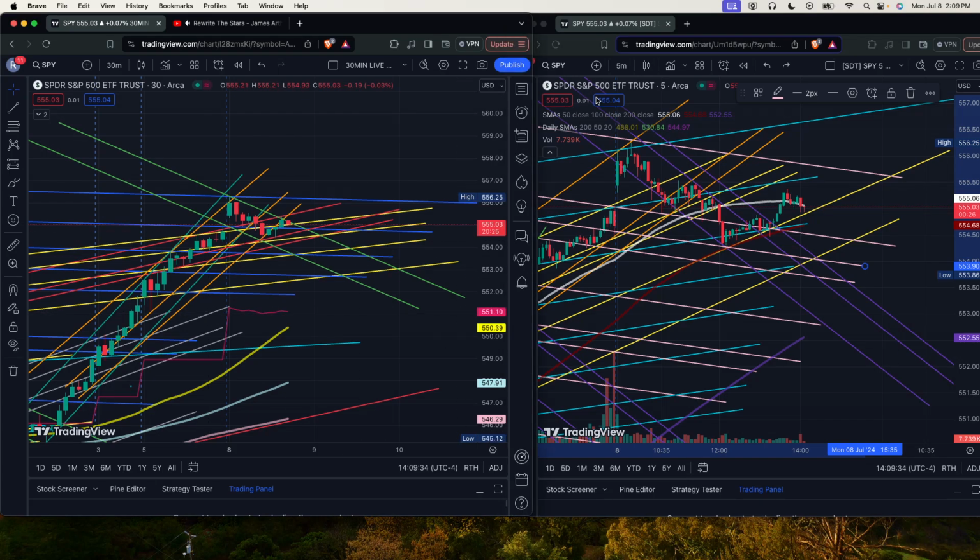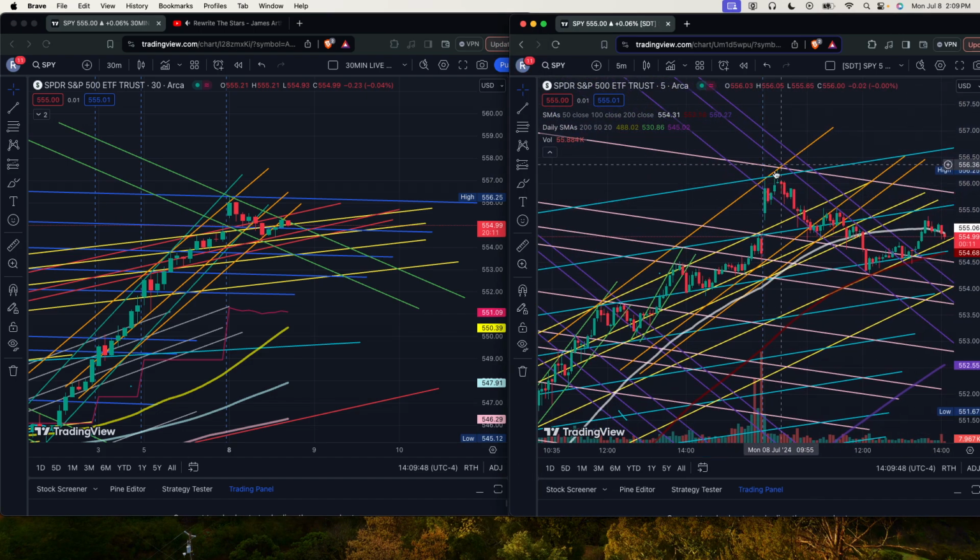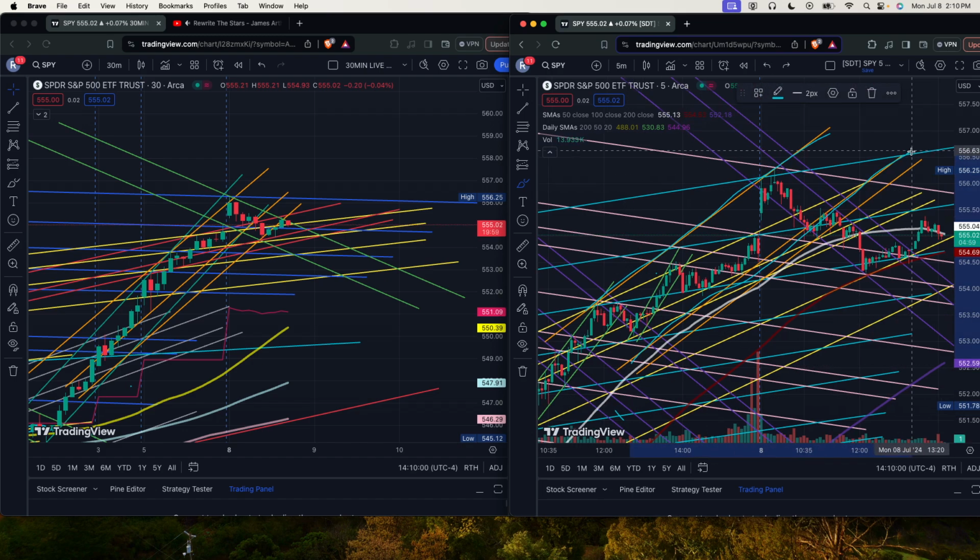I am closing out today because of the lack of continuation structure, as well as I have a meeting at 2:30. So today I want to go over what happened and why we moved the way we did today. So on the 30 and the 5 minute, you guys can clearly see the orange arrow, right? And today we opened up here, right? So we rejected the orange right here perfectly, right? And we had the orange, right? So we were looking for shorts here.